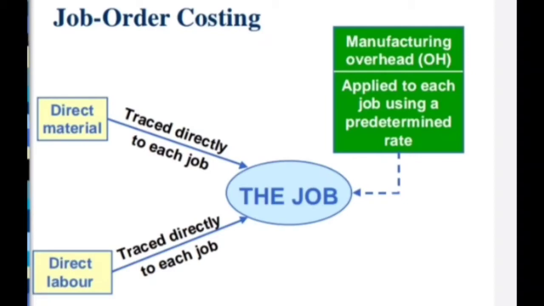Direct material means all the material which is directly traceable into the item or the product, and direct labor means all the labor directly involved from start till the packing. That is called direct labor. And manufacturing overhead means all the expenses other than direct material and direct labor. So a job consists of these three things.